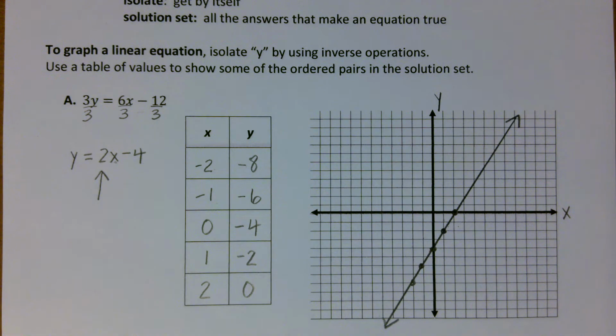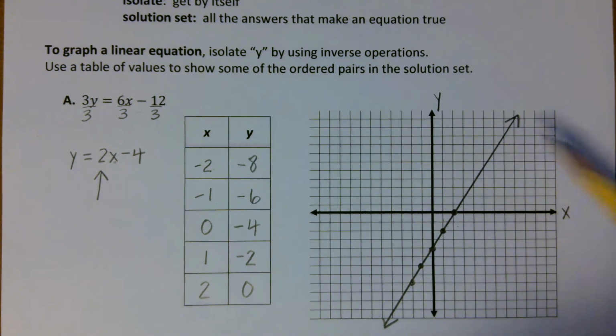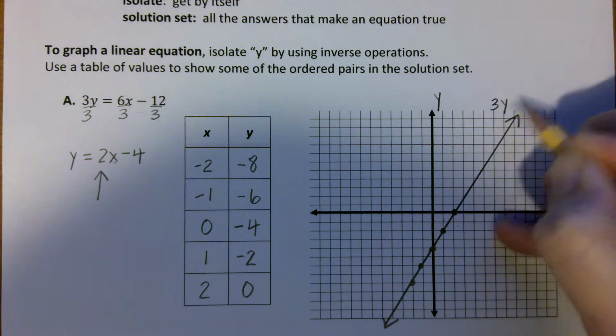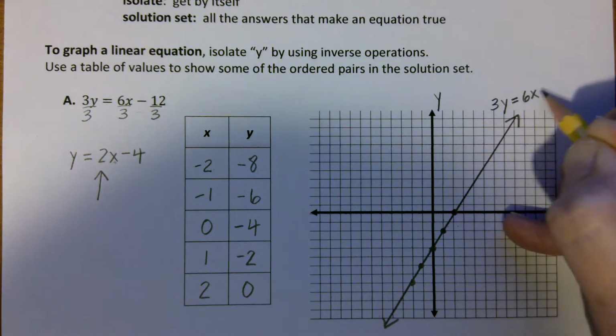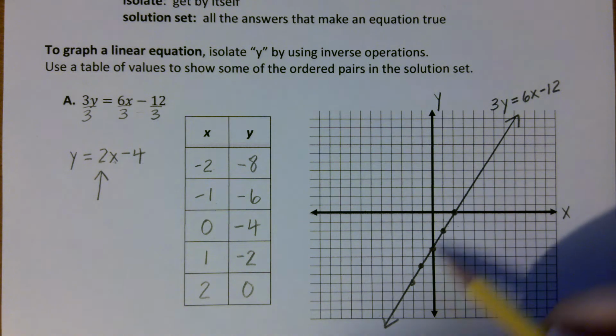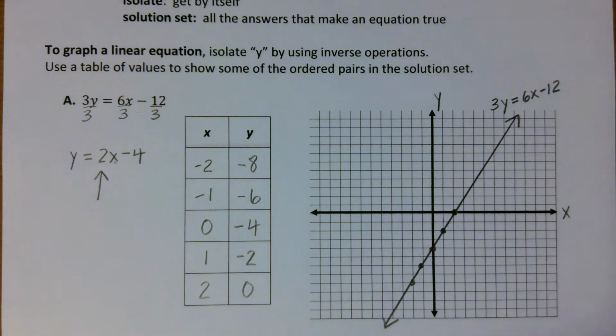Let's see how you did. Did you remember to connect all these dots and extend the line? Did you remember to put arrows at the end of the line? And very importantly, we need to label this line. So we go back to our original equation and write it somewhere next to the line. You can write it by the arrow or alongside the line itself.